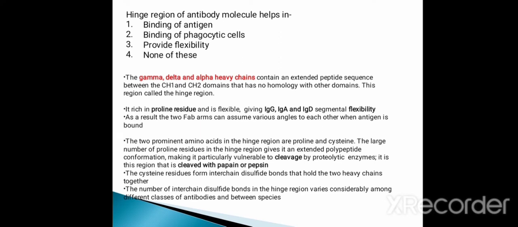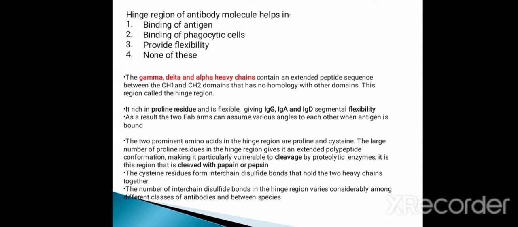The next question. The hinge region of an antibody molecule helps in: option 1, binding of antigen; option 2, binding of phagocytic cells; option 3, providing flexibility; and option 4, none of these. Now, what is the hinge region of an antibody molecule?